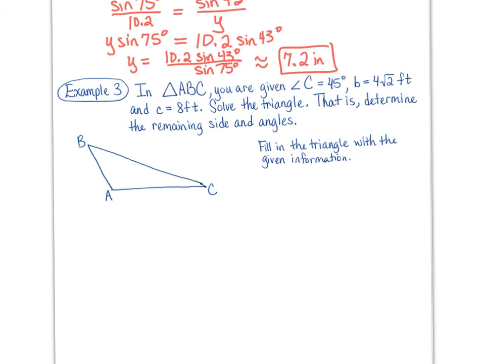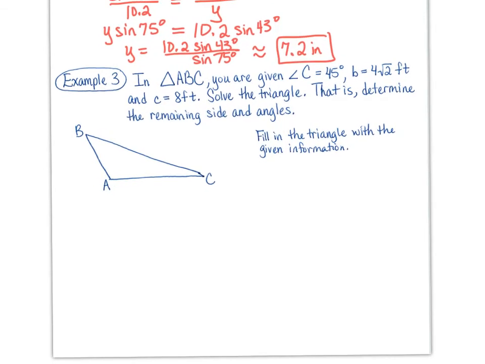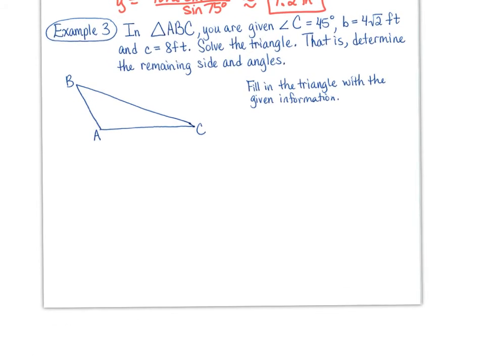All right. Next, example 3. So here in triangle ABC, you are given angle C is equal to 45 degrees. The side b is equal to 4 square root of 2 feet. c is equal to 8 feet. Solve the triangle. That is, determine the remaining side and angles. So given this triangle, fill in the triangle with the given information. How do we fill it in?